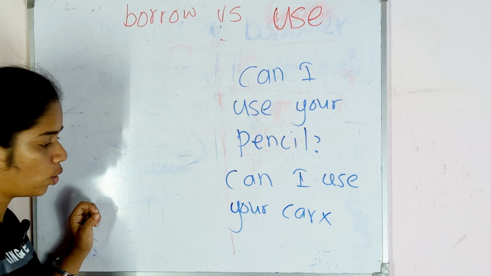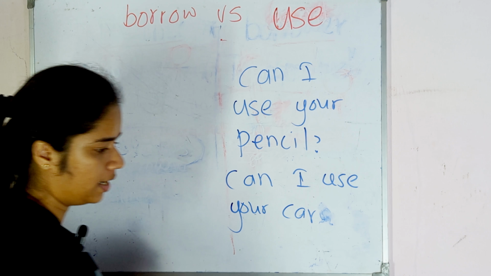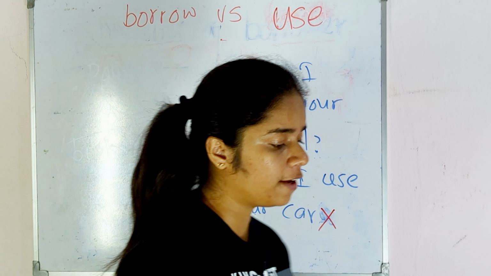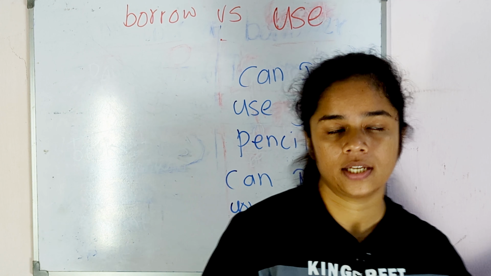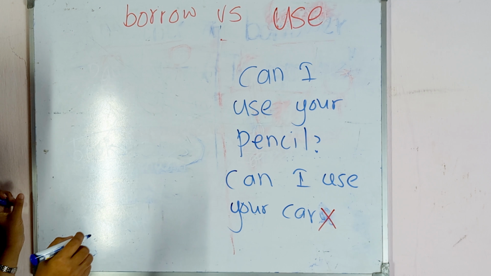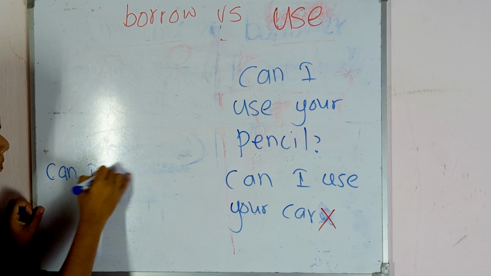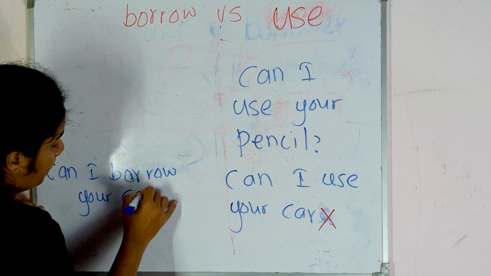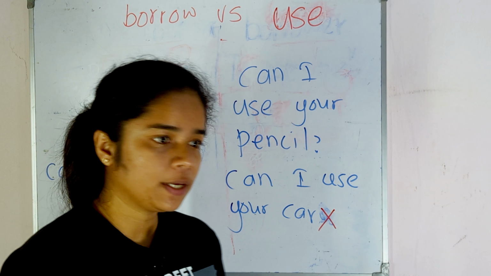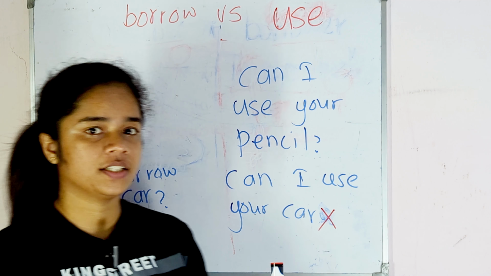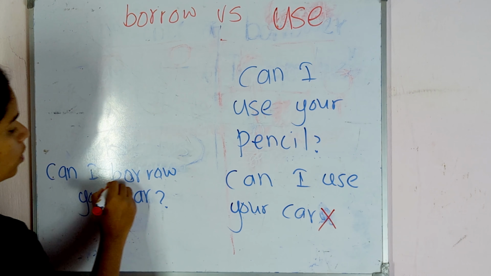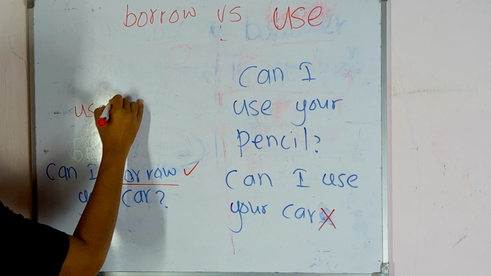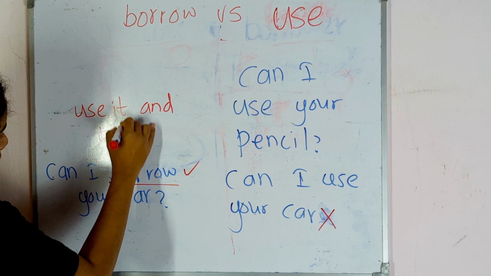Is it correct? No, it's not correct. Okay, I will highlight it. Because we don't give a car to use. Simply, we can use borrow. It's right: can I borrow your car? It's right because we have to use it and return it, right?